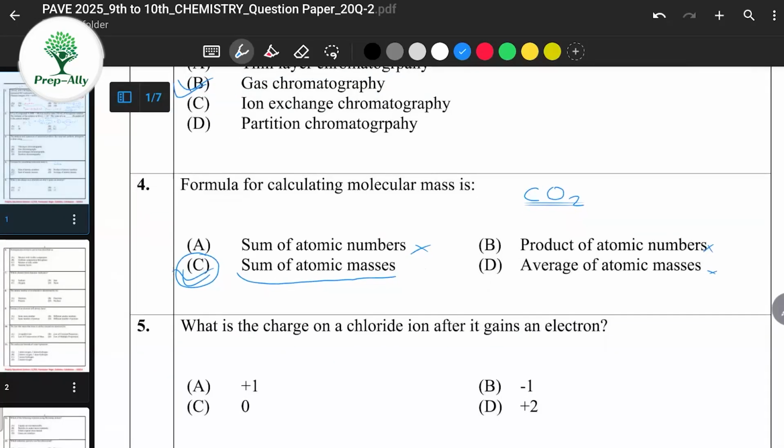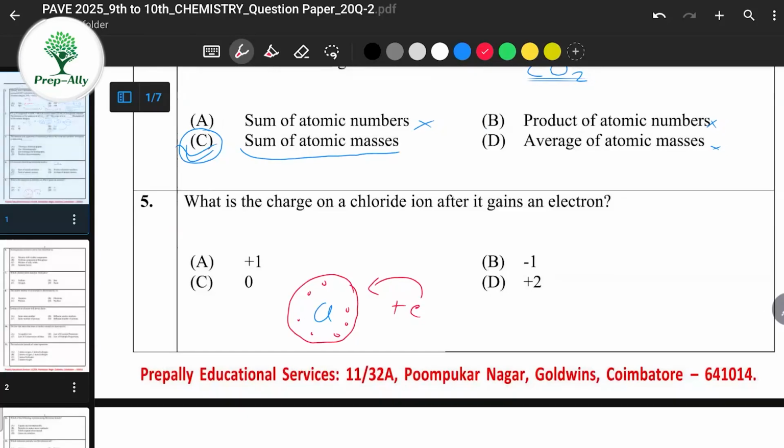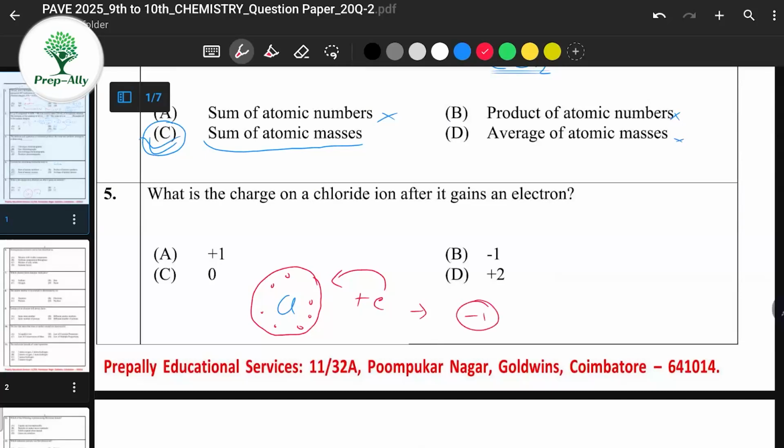Question number 5. What is the charge on a chloride ion after it gained an electron? So chlorine has a total of 7 electrons in the outermost shell. 1, 2, 3, 4, 5, 6, 7. There are 7 electrons in the chlorine outermost shell. So it requires another electron. It requires to gain another electron. After gaining, it will form Cl minus 1. So our answer will be B.